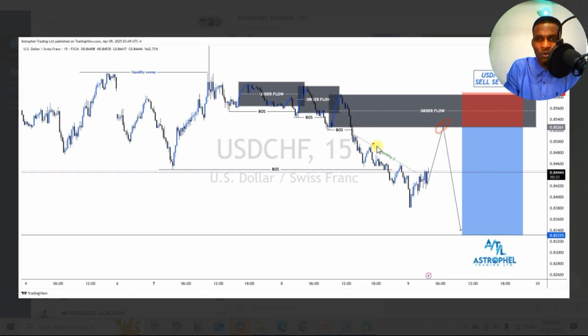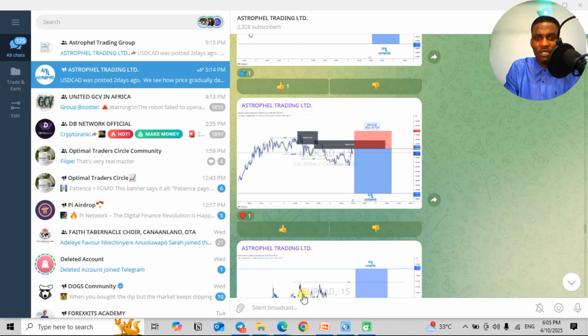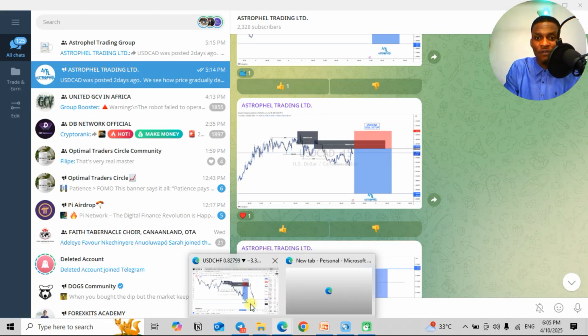And also before the pullback, we saw this trend line liquidity right about here, and we're expecting price to take off that liquidity and get into our order flow before we start selling. Of course, we want to start selling at a premium level, and so we want to see what really became of this price on the chart. So guys, we're going to hop to the chart right now to see what became of these two pairs.